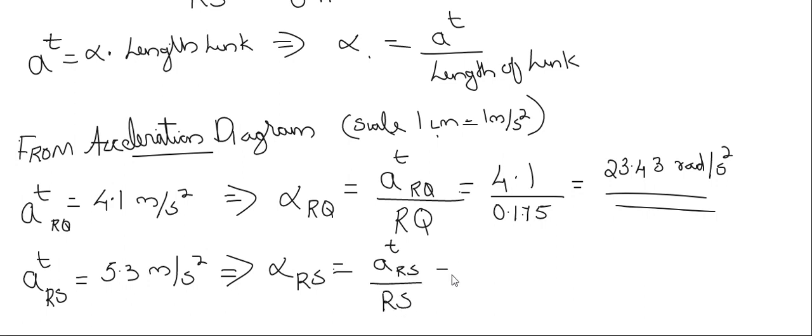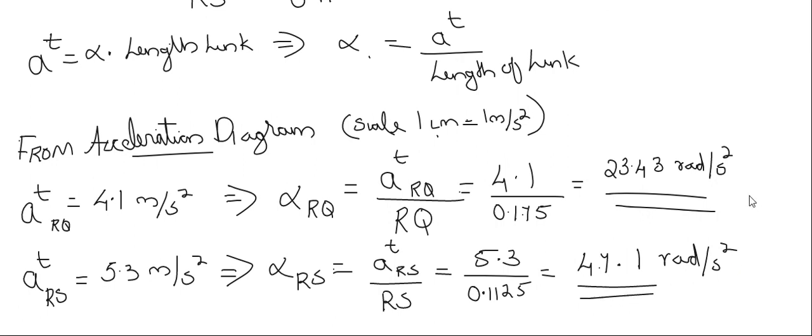So that means 5.3 divided by 112.5 millimeter, so 0.1125 meters, and that will be equal to 47.1 radians per second square. So this is your answer, and this is your answer.